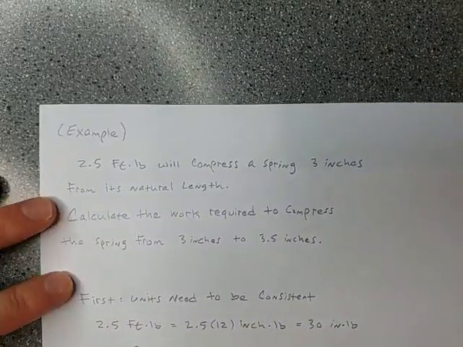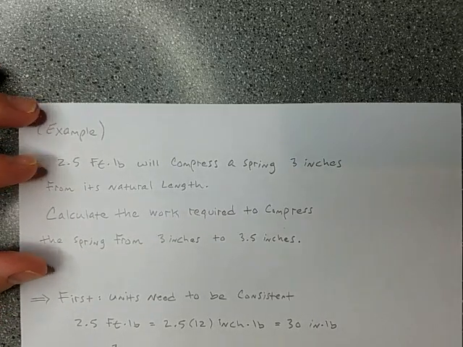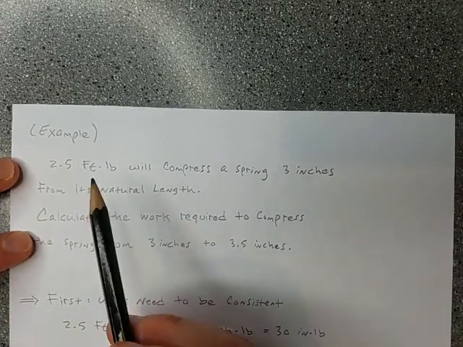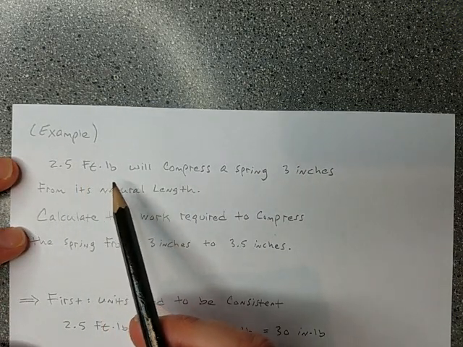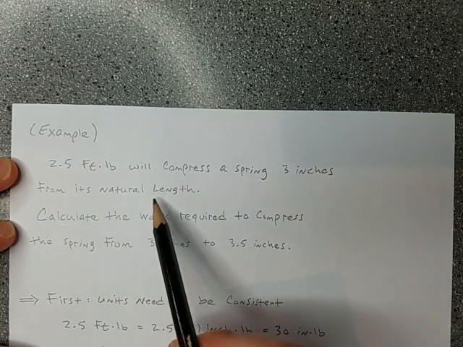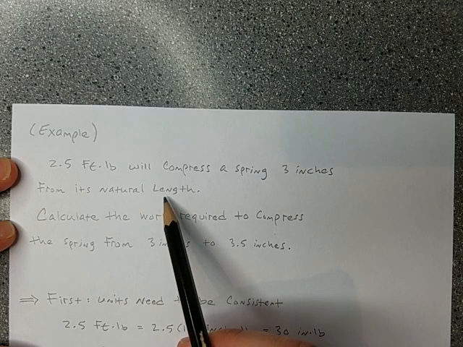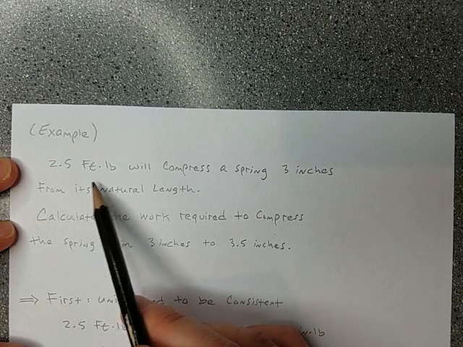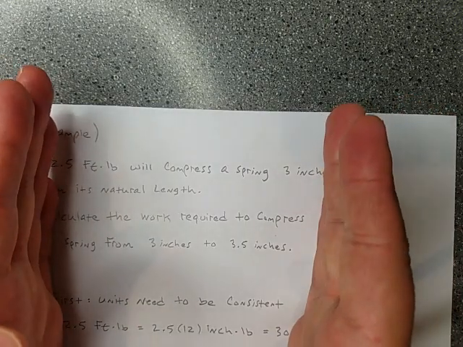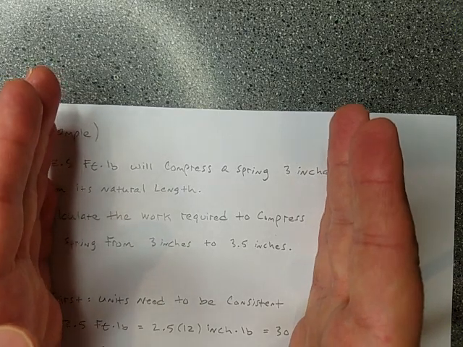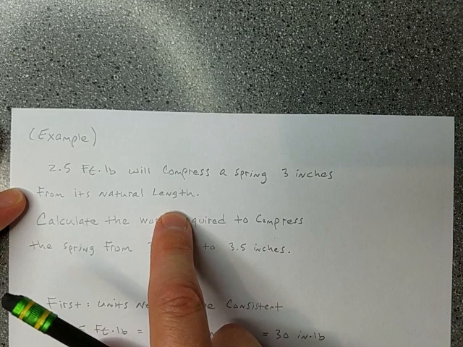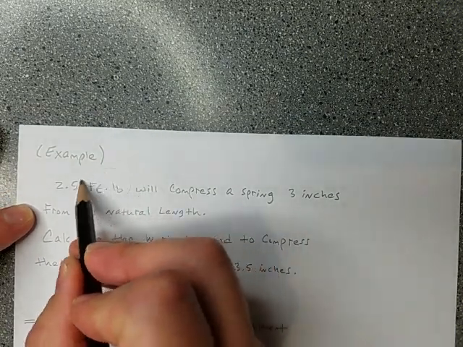I'll take a problem that goes from where we were with that last one and takes us a little bit further. Suppose I tell you that 2.5 foot-pounds will compress a spring 3 inches from its natural length. First data point: 2.5 foot-pounds of work will take the spring from its natural length and compress it, squash it down 3 inches. So what are these units here? These are work units.